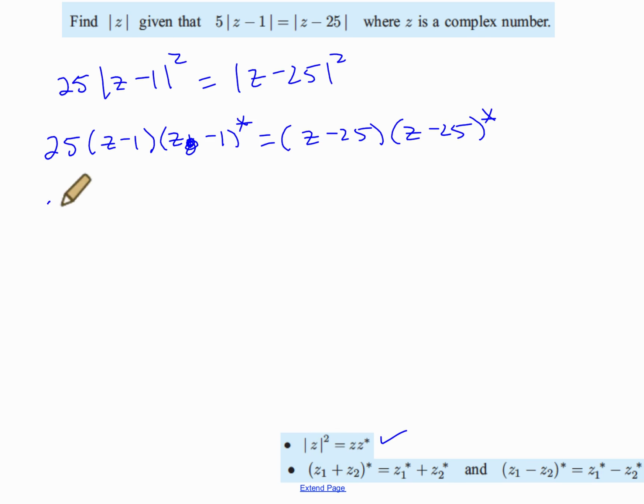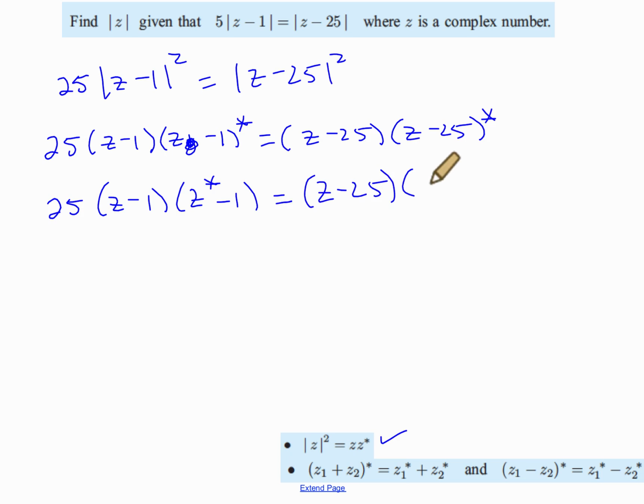And from that, I get 25 times (z − 1)(z* − 1) is equal to (z − 25)(z* − 25). And where do I get that? Again, this will be available to you. I get it from that property of moduli, which I believe is the second one from chapter 6.